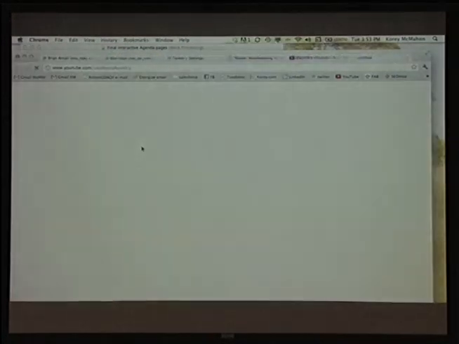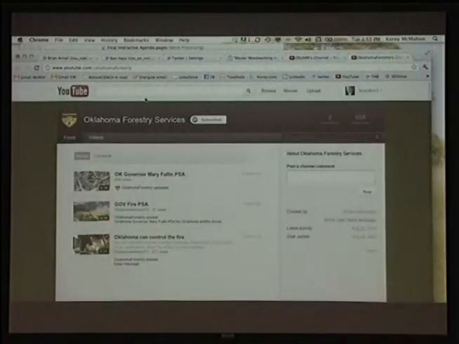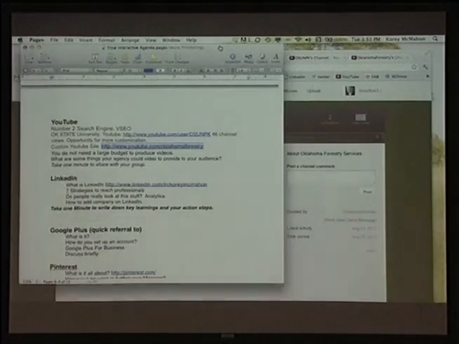Let's see here. Oklahoma Forestry. Look at this, green, it's very well branded. They've got a couple of subscribers. Certainly some more interaction can happen. Don't overlook YouTube. It's very, very powerful.